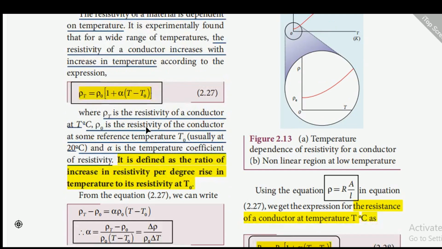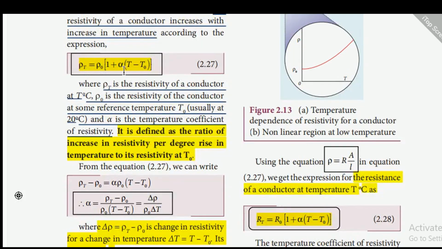according to this expression ρT equal to ρ0 [1 + α(T − T0)], where ρT is the resistivity of the conductor at T degrees Celsius and ρ0 is the resistivity of the conductor at some reference temperature T0, usually at 20 degrees Celsius. And α is the temperature coefficient of resistivity.